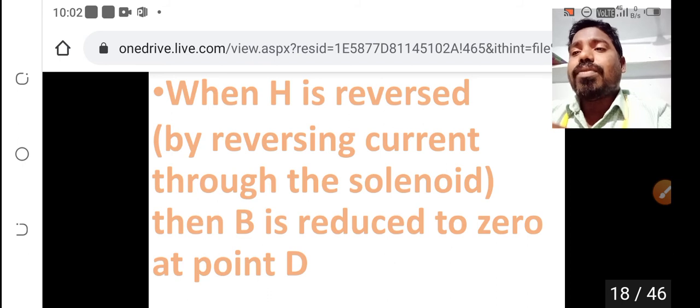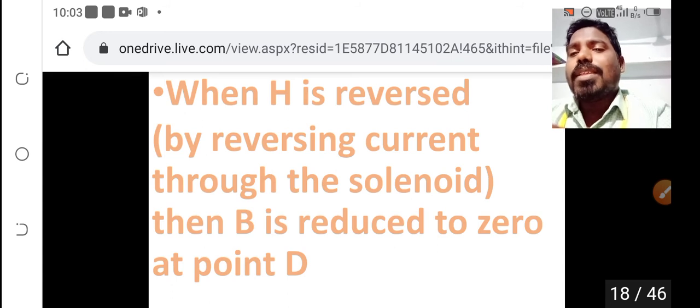How is the magnetizing force H reversed? By reversing the current through the solenoid. When you shift the terminals, positive to negative and negative to positive, the magnetizing force H is reversed. Then what is happening?